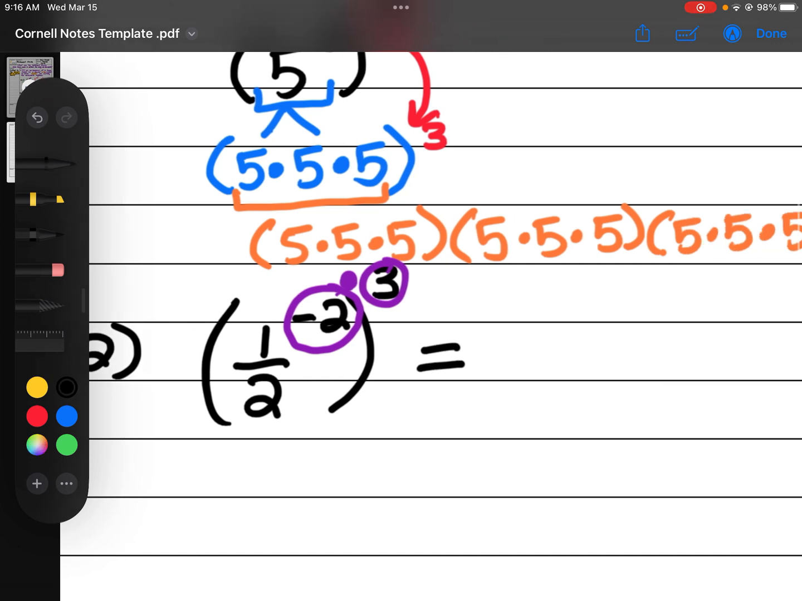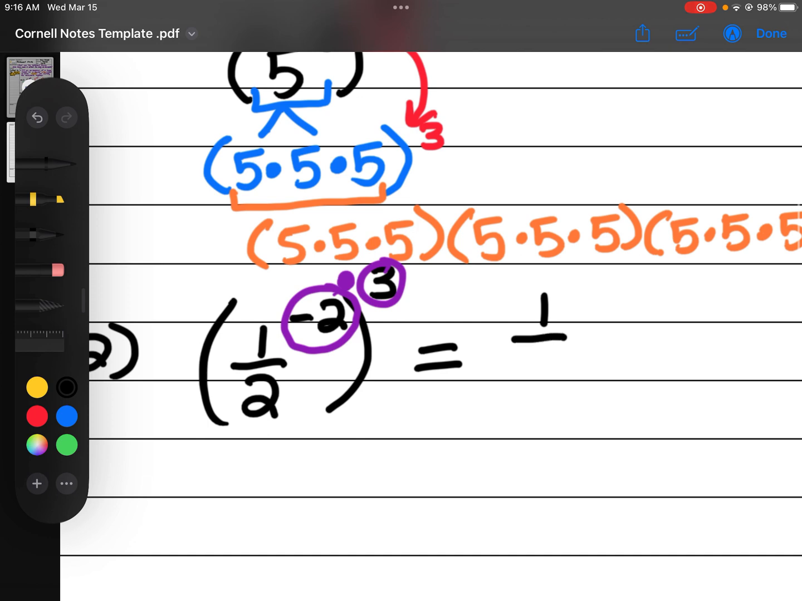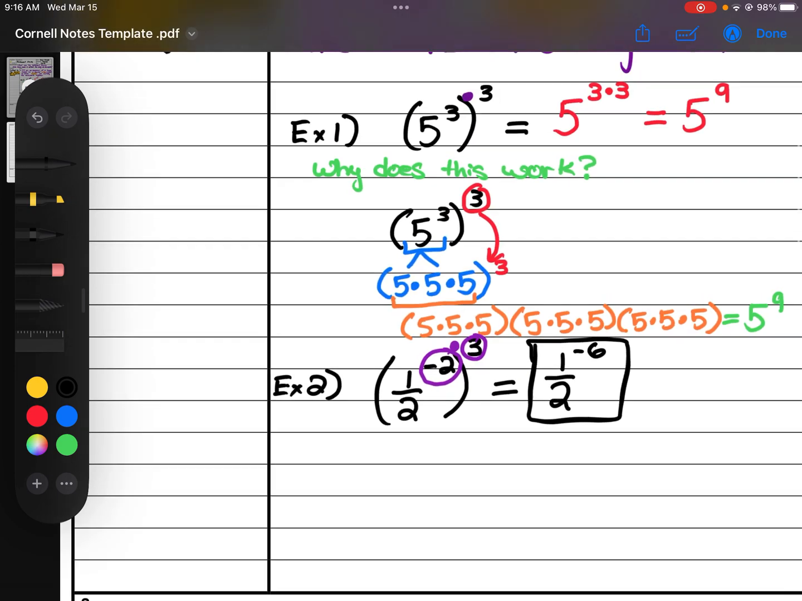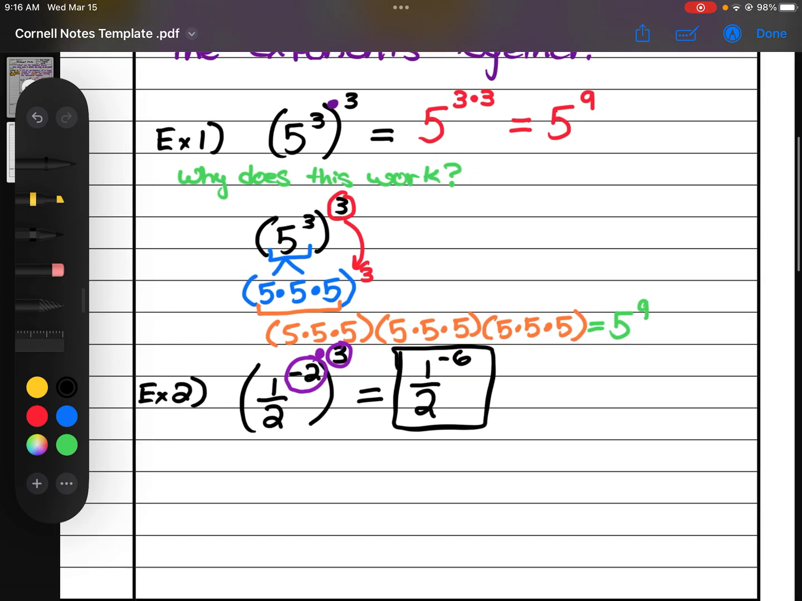So my base, it's going to stay exactly the same. My 1/2 just moves over, and then I have a -2 times a positive 3. So 2 times 3 is 6, and then I have a negative. So my final answer is going to be 1/2 to the negative 6th power. Simple enough, right? Let's do another.